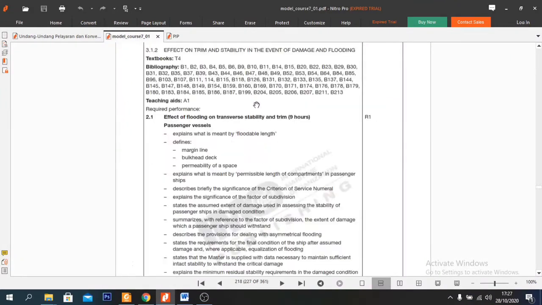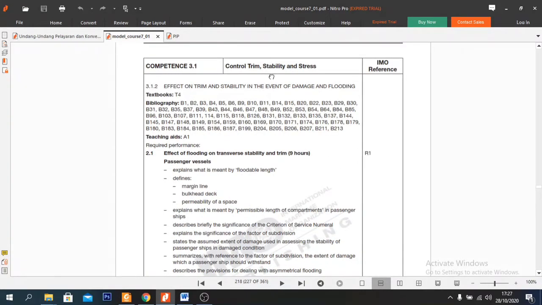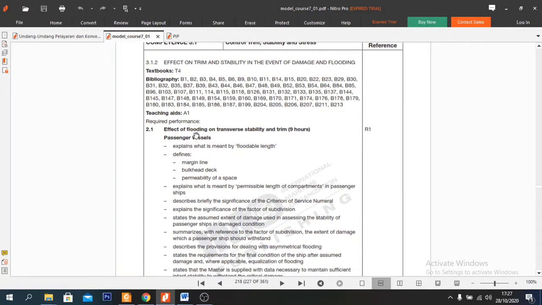Oke, setelah kita membaca materi dari stabilitas kapal bocor yang terdapat di buku diklat yang diberikan oleh lembaga diklat, mari kita coba bandingkan dengan materi apa saja yang terangkum dalam IMO Model Course 701 untuk kode materi 3.1.2, Effect on Trim and Stability in the Event of Damage and Flooding.